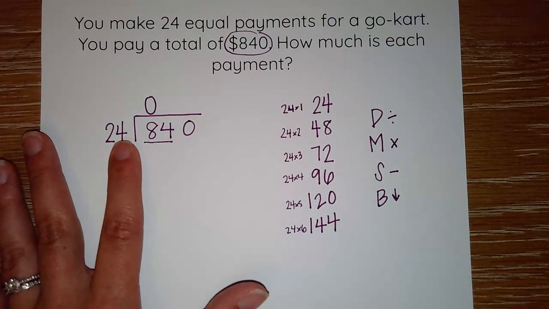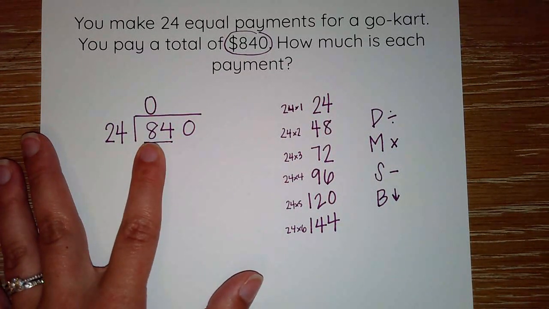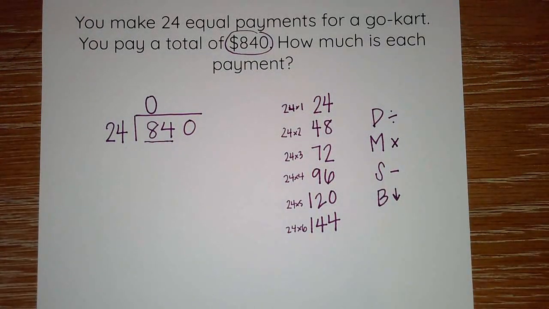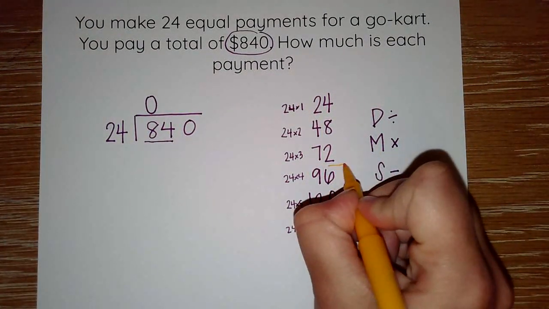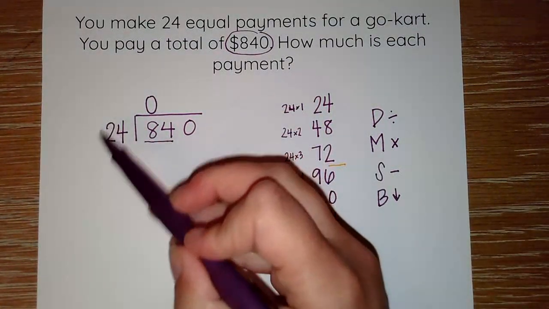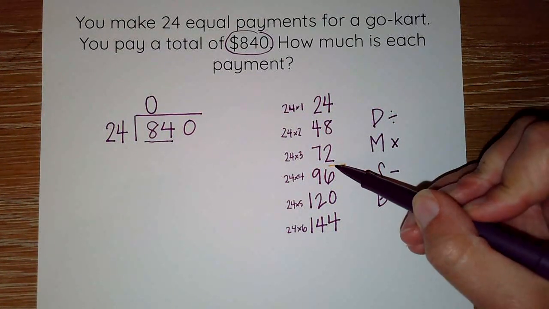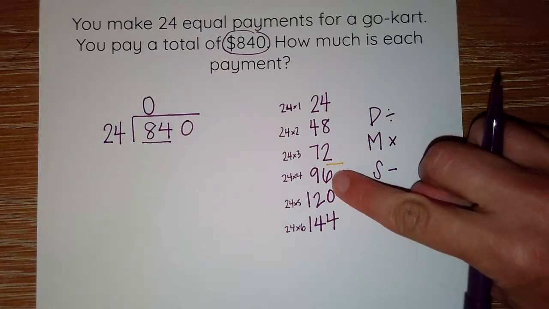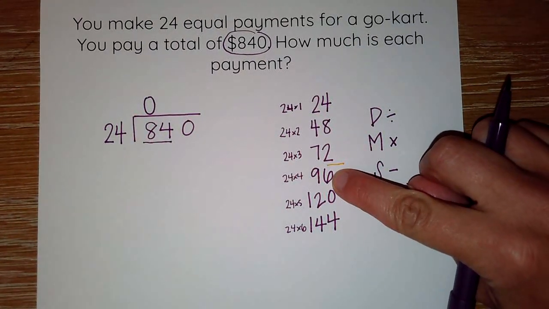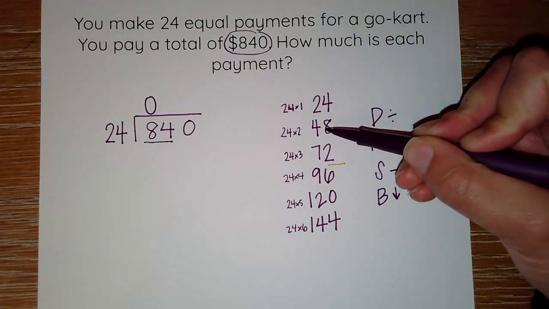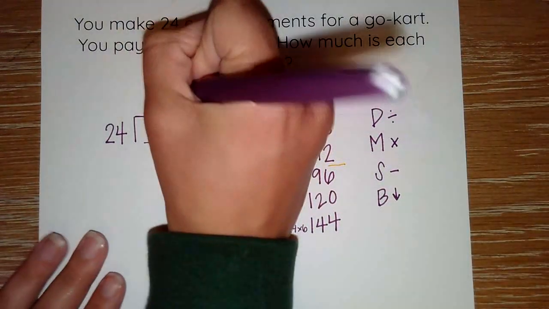How many times does 24 go into 84? So I look for 84 here. I don't see 84, but I know that 84 is between 72 and 96. This tells me that 24 goes into 84 3 full times, and there will be some left over. I don't want to go over because 84 is smaller than 96. Okay, so 24 goes in 1, 2, 3 times to 84.